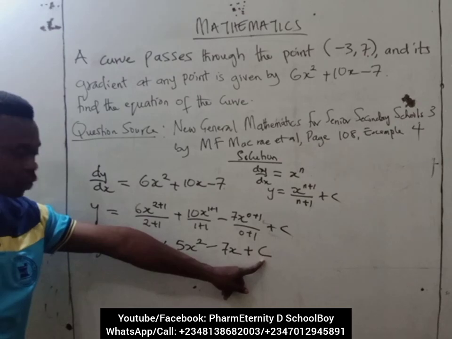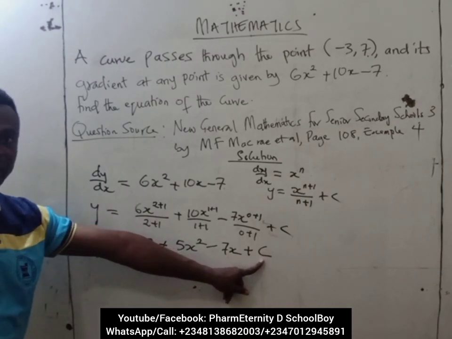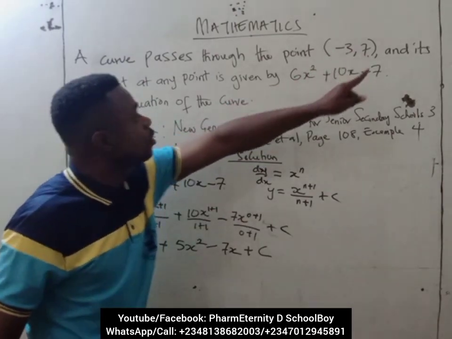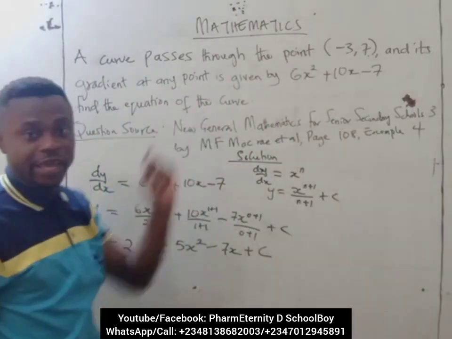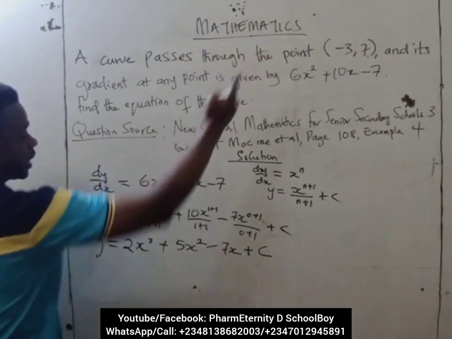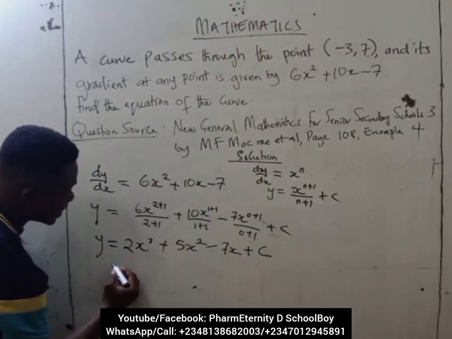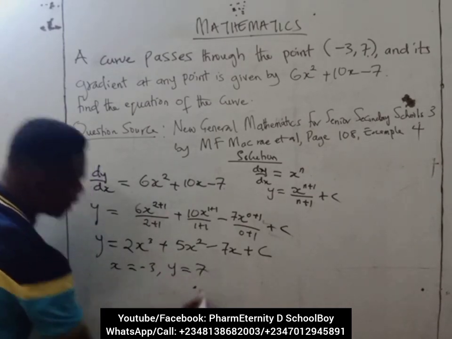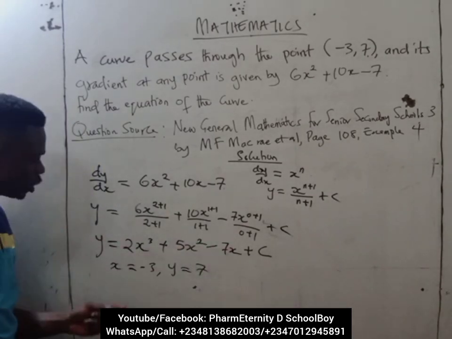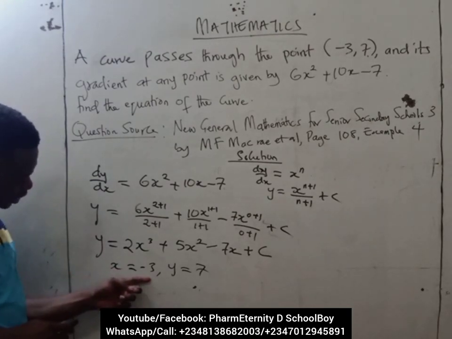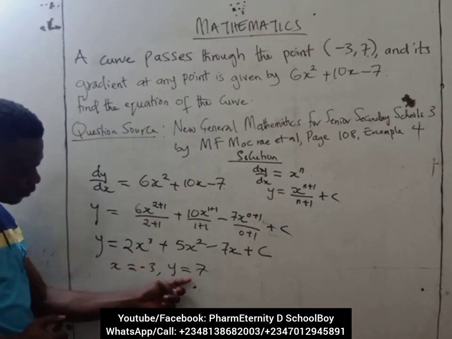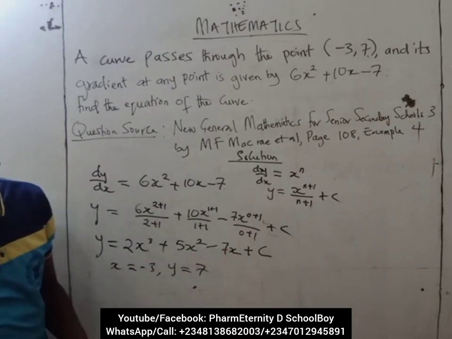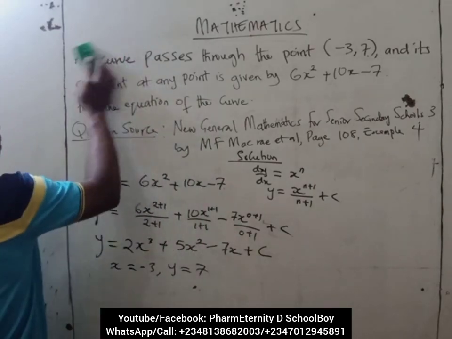We need to find the value of what? C. And for us to find the value of C, we need to make use of these points where the curve passed. Okay? So if that is the case now, at this point, this actually means that x is equal to what? Minus 3. Y is equal to what? 7. So for us to find C, we substitute minus 3 for x and 7 for y in this equation. So at this point now, I need to clean up. Let me clean from here so we can follow.